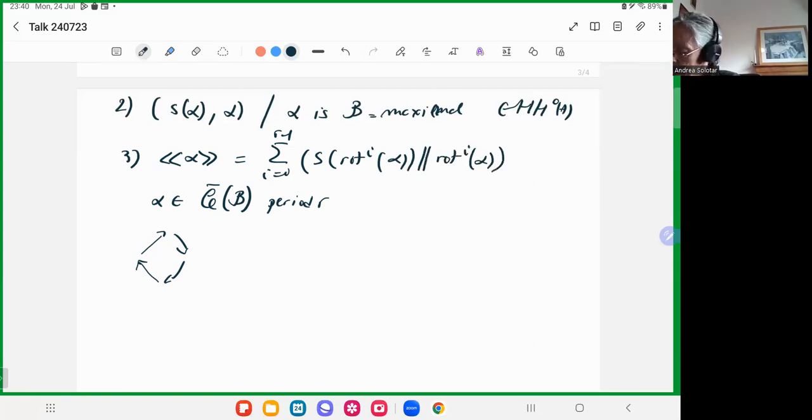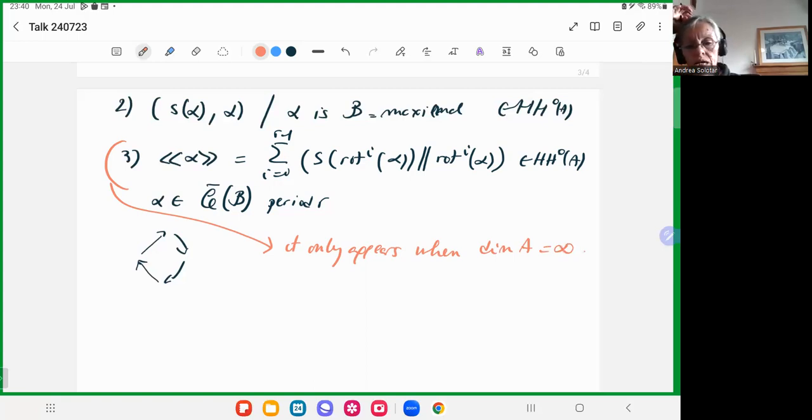But even if this is an element in HH0 also, it only appears when the dimension of A is infinite, okay? Because if not, we cannot have things of this type, okay? So this already allows me to find if the dimension of the algebra is finite or not, okay?